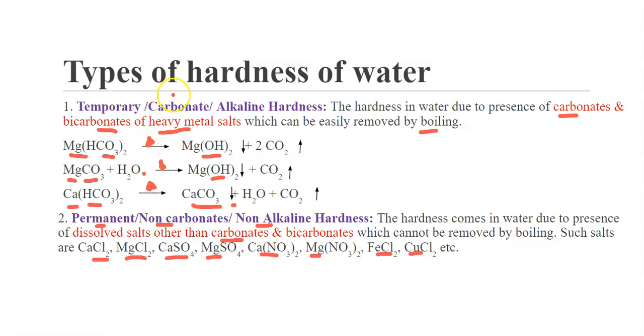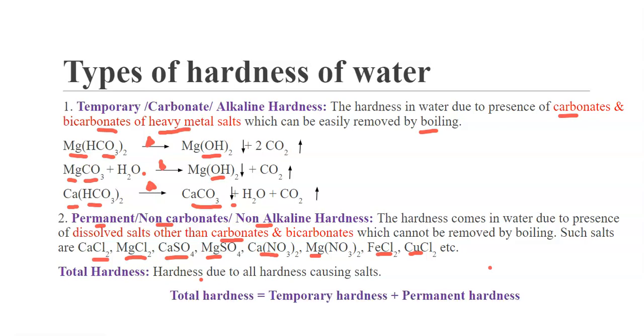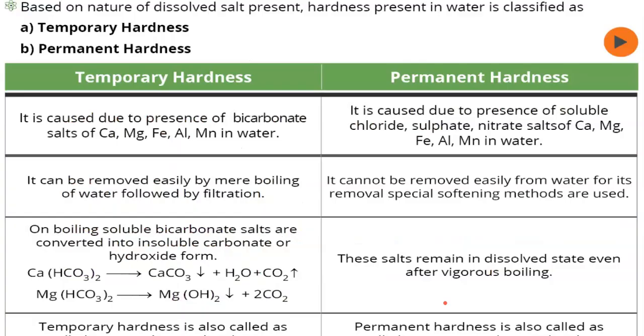So there are two types, one temporary and another permanent. How can we calculate the total hardness? The hardness of water due to all the hardness-causing salts is the total hardness. So total hardness is the sum of temporary hardness plus permanent hardness. Let's have a look at the difference between temporary and permanent hardness. Temporary hardness is the presence of bicarbonate and carbonate salts of heavy metal ions, like calcium, magnesium, iron, aluminium, manganese, etc. Group 2 of the periodic table consists of such heavy metal ions.